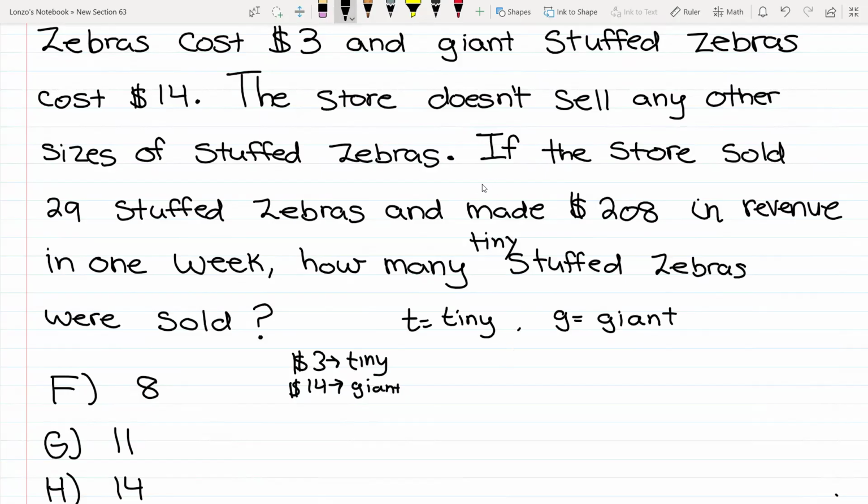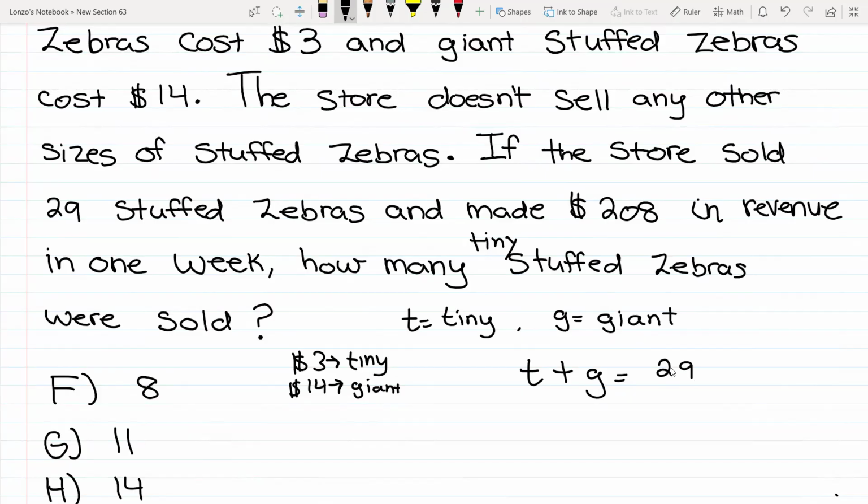So we could say T plus G. And what do you think I should equal that to? Should I equal that to 29 or to 8? Yes, we should set it to 29 because this is the total amount, not the total revenue, right? So the total amount between tiny and giant zebras was 29 in total.